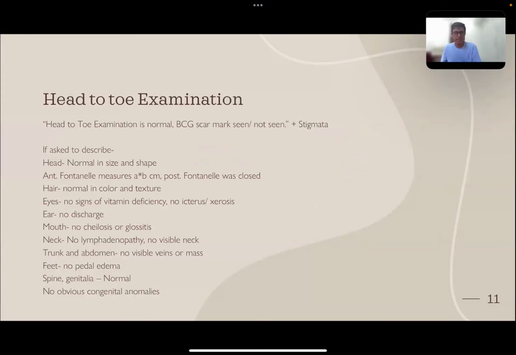Again, you guys can take a screenshot of this slide. What you have to say during your exam is head to toe examination is normal. If any abnormalities, say it at first. BCG scar mark is seen or not seen. Also, you have to mention about stigmata of TB or infective endocarditis. I will explain this in relevant cases. You don't have to say it in each and every case.